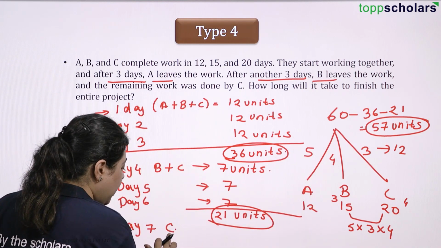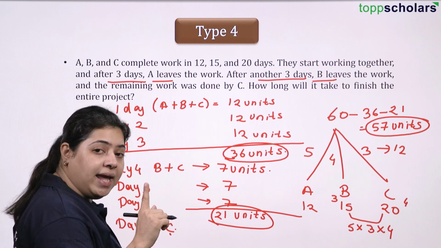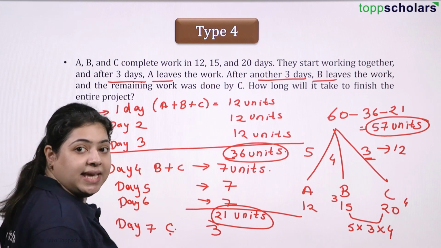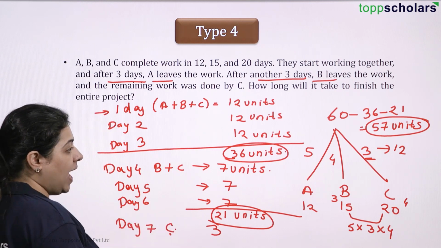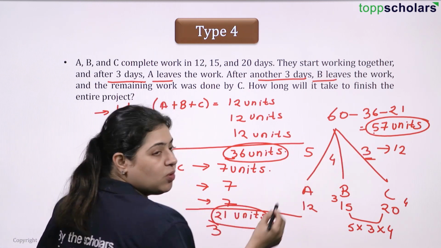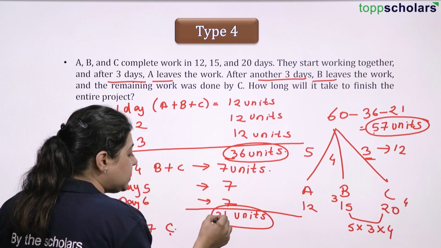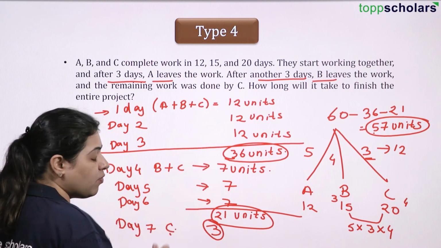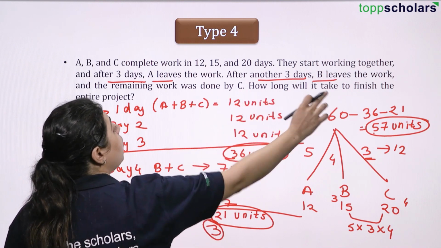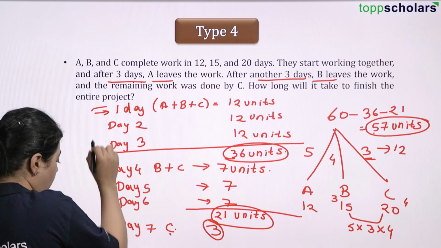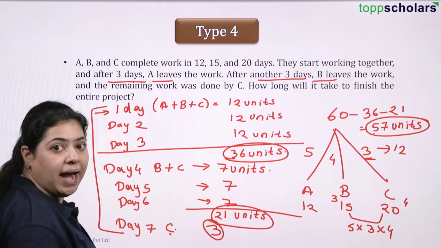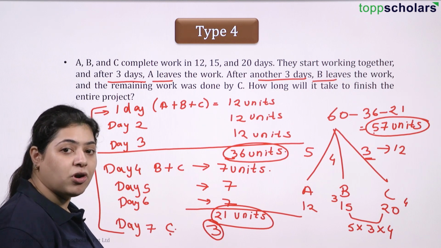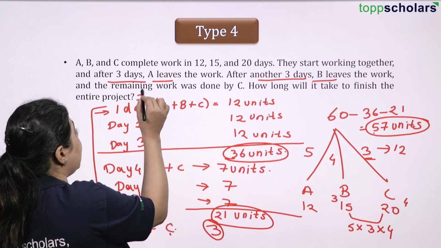Those 3 units will be completed by C. In one day, C can do how many units? It is 3. So day 7, C has taken 3. So we understand only 3 units were deficit. So total 60 units are completed, 36, 21 and 3, in this fashion. The question is asking how long will it take to finish the entire project. We have understood by day breakup, it is taking 7 days to complete the entire project. So our answer will be 7 days.